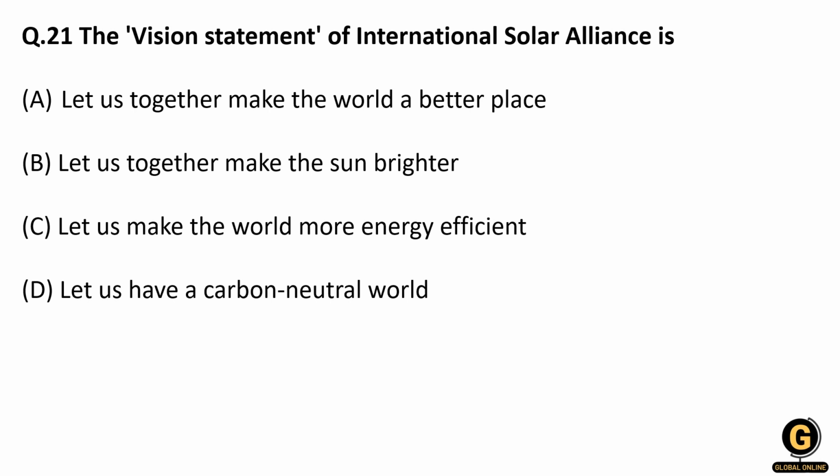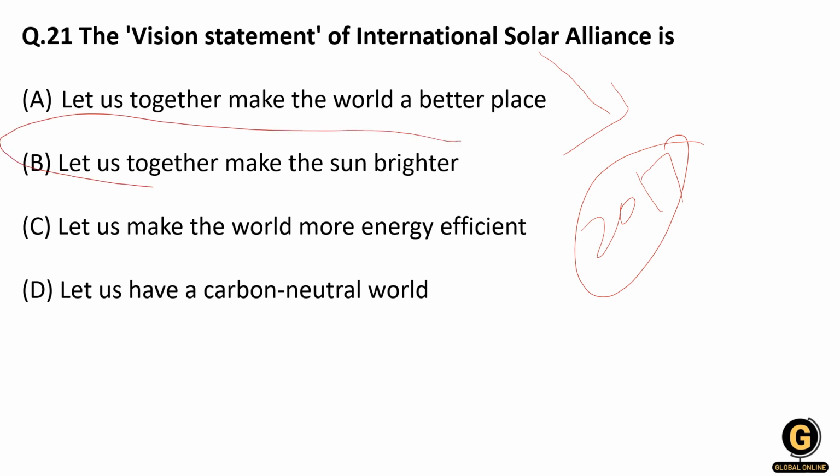The vision statement of International Solar Alliance. As I told, the International Solar Alliance has come into force in the year 2017, and its motto, or its vision statement, is: let us together make the sun brighter. Alright. So the correct answer is, vision statement is, let us together make the sun bright.